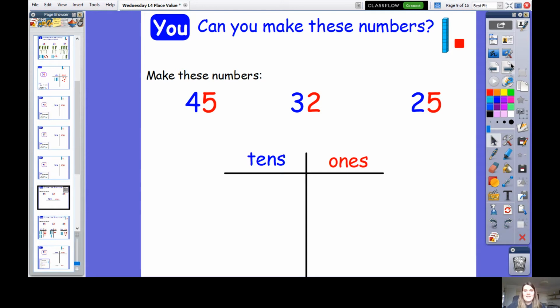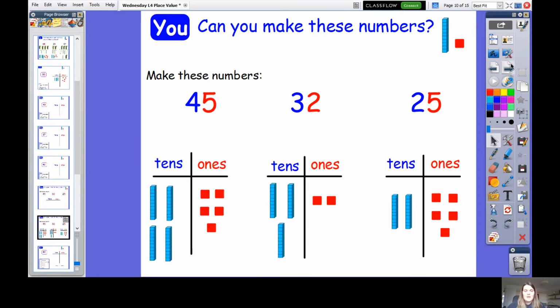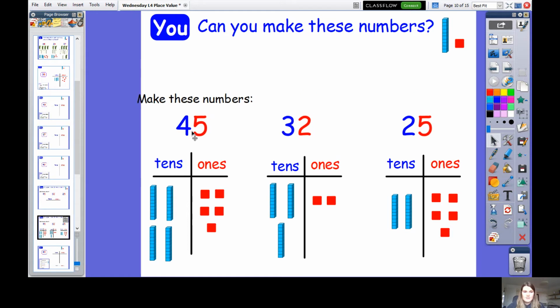Fantastic. Let's see if you got the same as me. So for 45, you should have had how many tens? 4 tens because it's 40. Well done. And how many ones should you have made? 5 ones. Well done. This definitely makes 45. 40, 41, 42, 43, 44, 45.